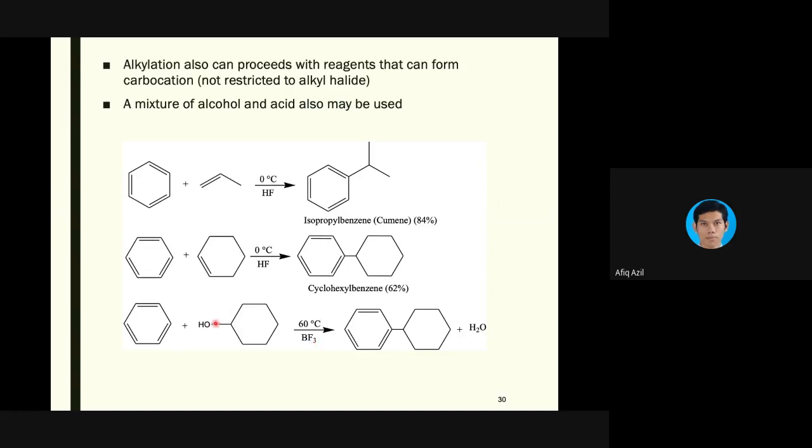So remember there are 3 different conditions for Friedel-Crafts alkylation. If you're using alkyl halide, then you need aluminium chloride as your catalyst. For alkene, it will be 0 degrees Celsius and also hydrogen fluoride. And for alcohol, 60 degrees Celsius with the addition of boron trifluoride as well.